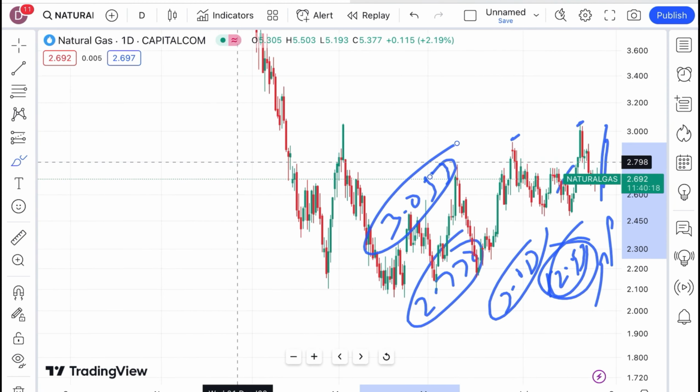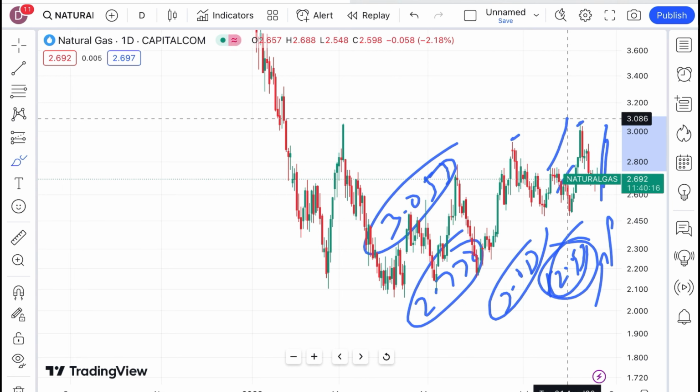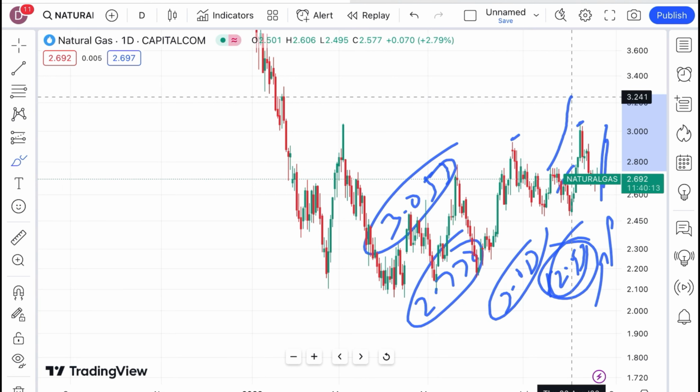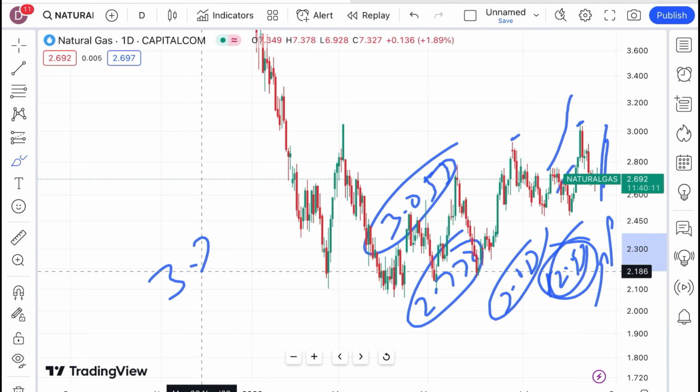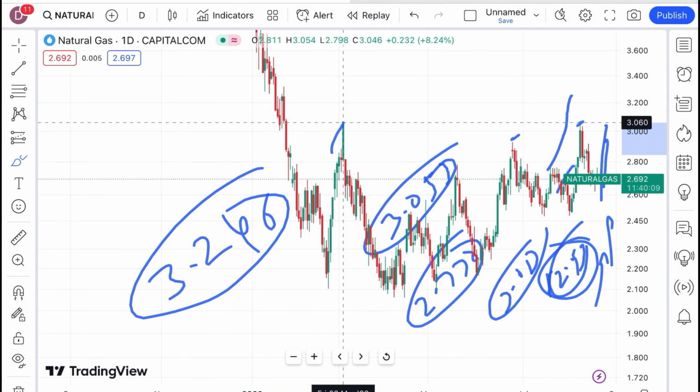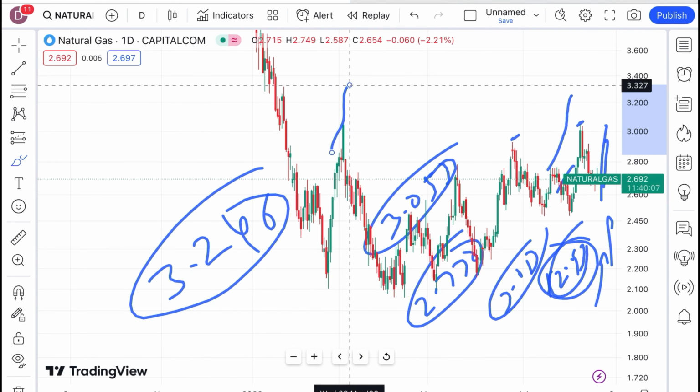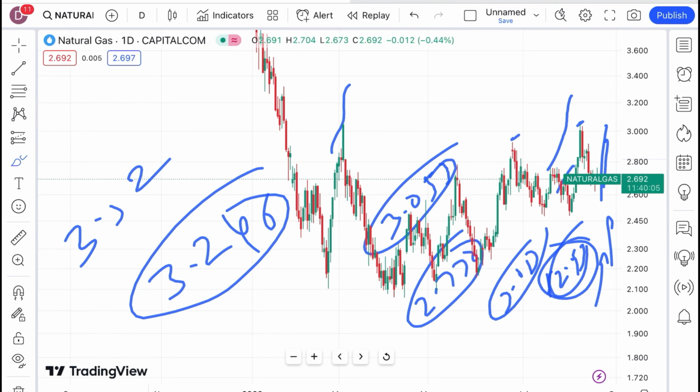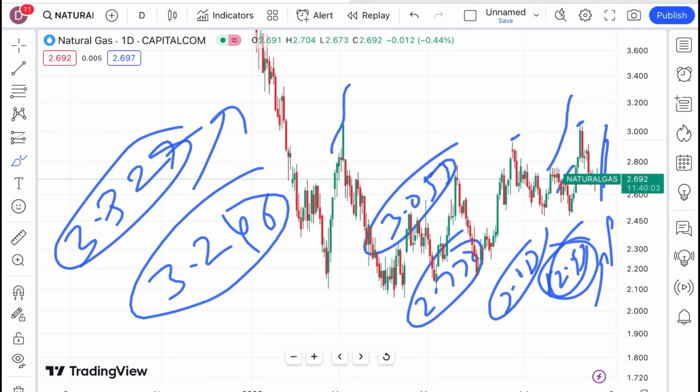Once it starts sustaining above $3.053, we can see it will go further high, and a probability of going towards 3.246 is there. As soon as it starts sustaining over this level, it will cross a level of around $3.327, and then we can see a further high.